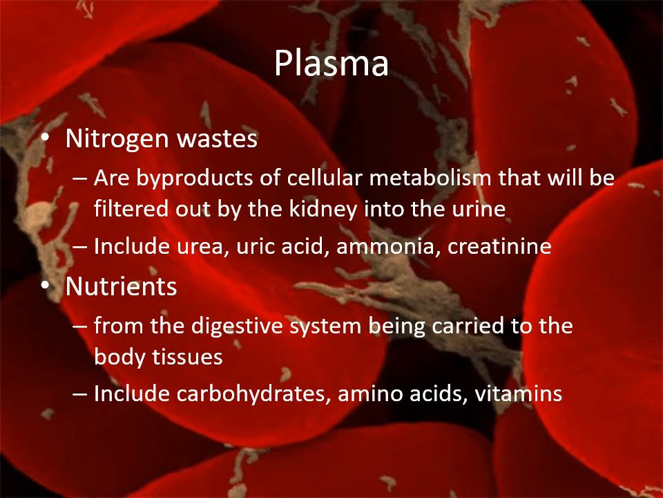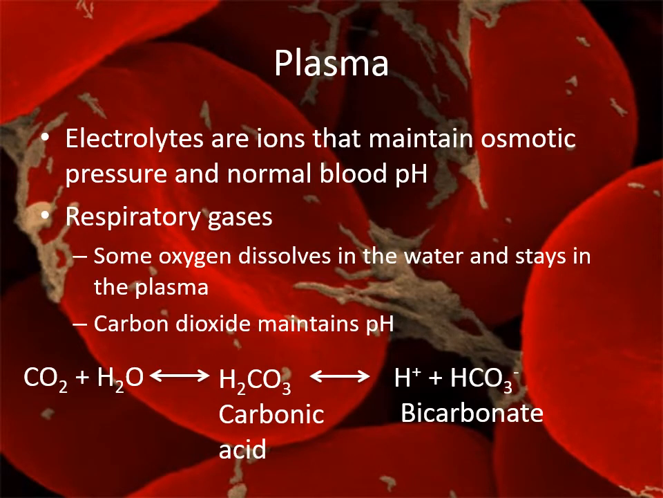Also found in the plasma are nutrients from the digestive system that need to be carried to the tissues of the body. These include things like sugars and carbohydrates, amino acids to make new proteins, and vitamins. Also found in the plasma are electrolytes, and that's just a fancy way of saying ions. So you have sodium, potassium, chlorine, things like that. Those are all ions that are being transported through the plasma. These ions help maintain osmotic pressure, and they also help make the blood pH normal, because carbon dioxide is going to mess with the blood pH.